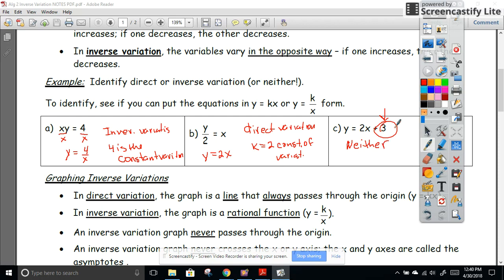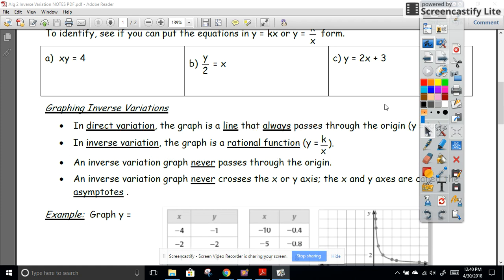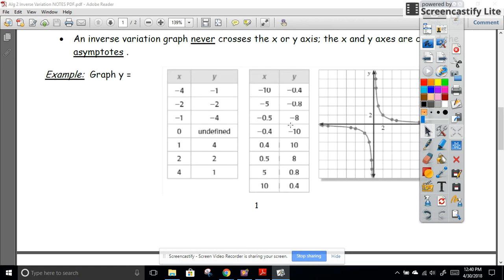Okay. So, you guys, this is just a little bit of a review. The graph of direct variation is a line that always passes through the origin. For inverse variation, the graph is a rational function. The graph never passes through the origin because, remember, what does this graph look like? It has an asymptote at the origin, both a vertical and a horizontal asymptote. So that's how we know it doesn't pass through the origin. I'm not going to review this with you because that's just the graph of inverse variation, but we know that that's what a rational graph looks like.